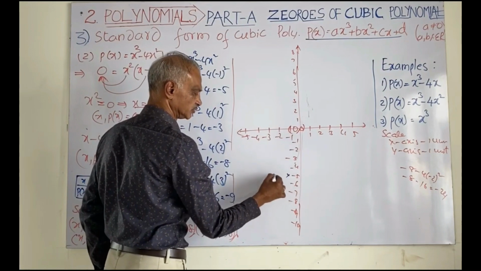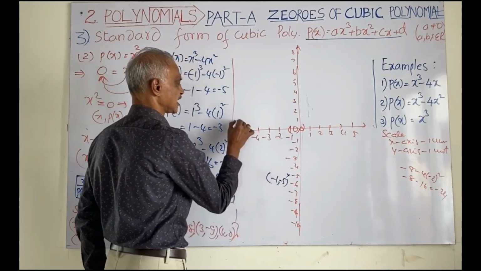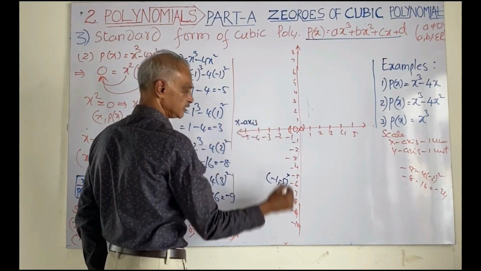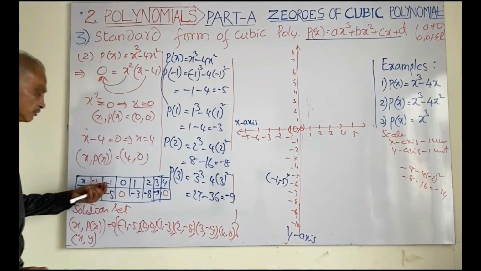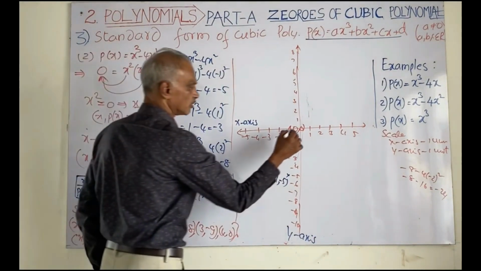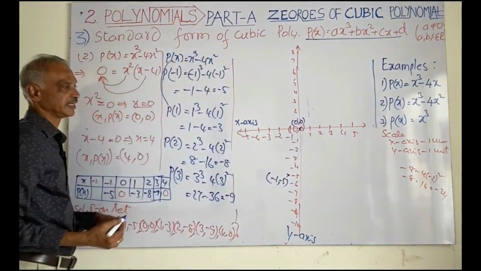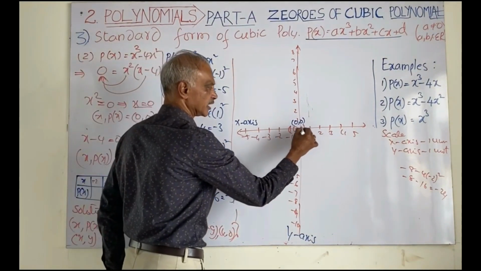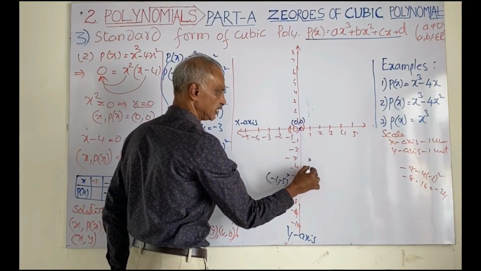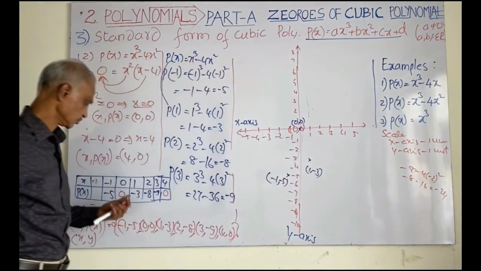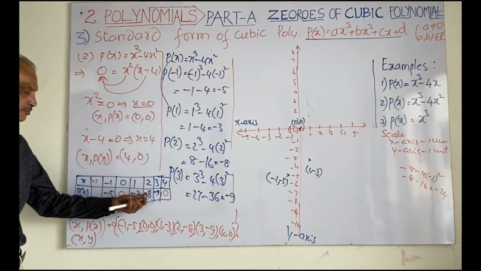-1, -5. Right, -1, -5. This is the x-axis, you write, and this is the y-axis. -1, -5, 0, 0, that is the origin. Then 1, -3. Where is 1, -3? The x coordinate is 1, the y coordinate is -3. 1, -3. 2, the x coordinate is 2, the y coordinate is -8.